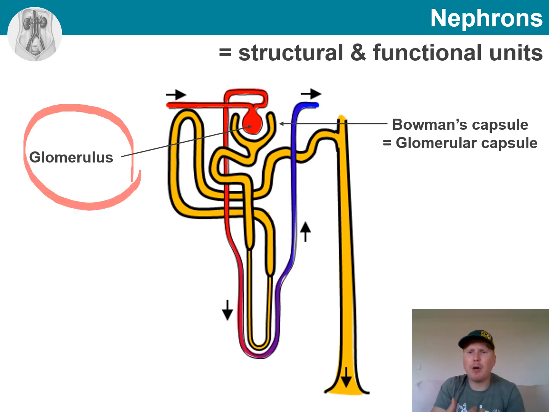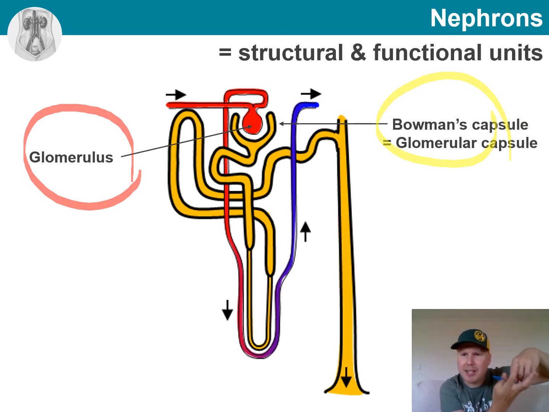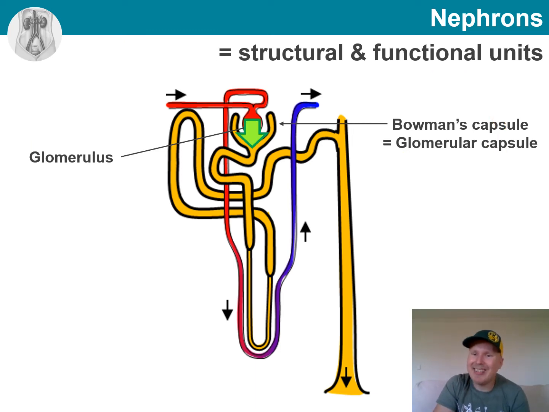This is a tuft of capillaries composed of fenestrated epithelium with highly porous capillaries. And the Bowman's capsule, sometimes called the glomerular capsule, is a cup-like sac around this. This encloses the glomerulus inside it. And here we see this filtration process producing something called filtrate.